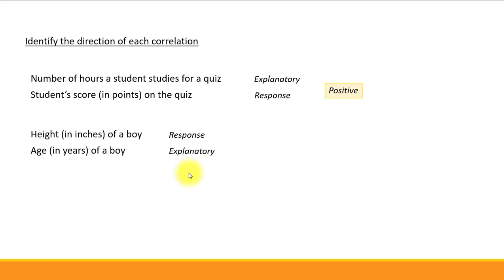Let's try with age and height. So the explanatory variable is the age of a boy. So in other words, we say as the boy gets older, what can we predict for the boy's height? Well, the height will go up. The boy will become taller and taller, right? Which means that this association is also positive.